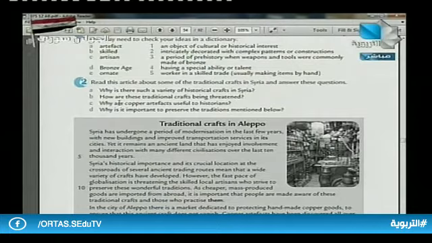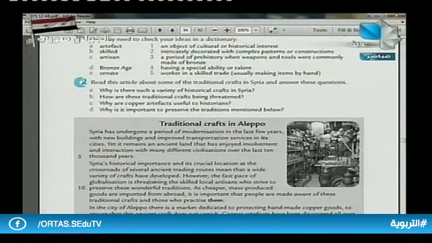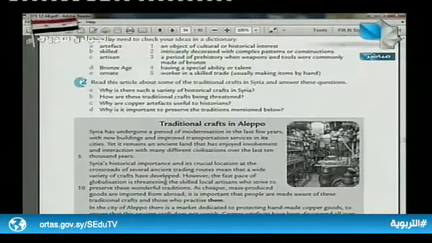How are these traditional crafts being threatened, Ms. Ula? They are being threatened by globalization, or mass-produced goods that are imported from abroad. So we can explain this in our own words. Yes, because people prefer things that are cheap. Exactly. Nowadays, we have large companies.